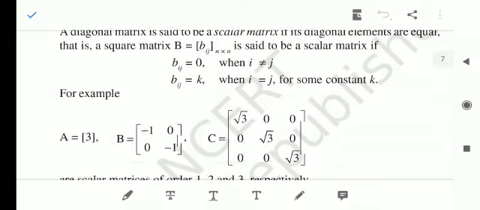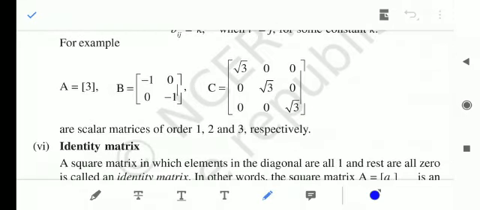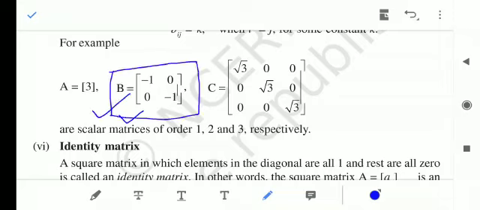For example, you can see here in matrix B, the order of this matrix is 2 by 2 and the diagonal elements a11 and a22 are -1, -1. Only diagonal elements exist and they are equal to -1, the rest of the elements are 0. Therefore, this matrix is known as a scalar matrix. Look at the matrix C. Here the first diagonal element is a11, this is a22 and here it is a33, and these three diagonal elements are equal to √3. The rest of the elements in this square matrix are 0. So, this is a scalar matrix.